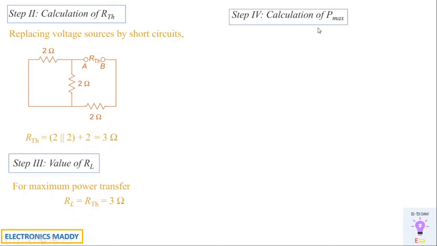Step 4 is to calculate the maximum value of power. We'll write the Thevenin's equivalent circuit. This is a very important step. You have to always follow the systematic procedure with respect to the circuit diagrams, and Thevenin's equivalent circuit should be written in order to obtain the maximum power transfer with respect to the circuit that we have given.